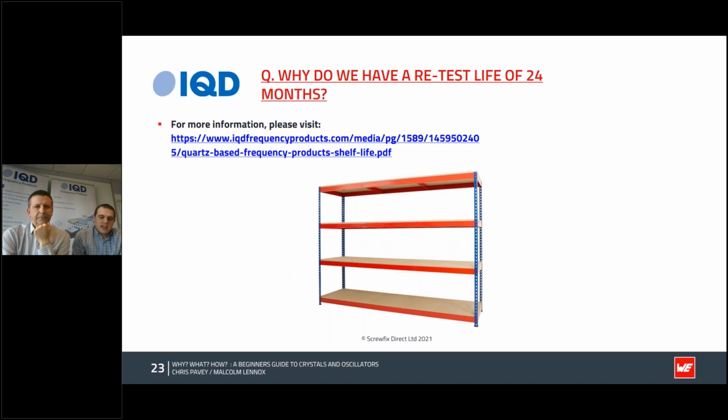This is supported by the evidence of 40+ years of experience that quartz-based frequency products suffer no detrimental effects in performance from an extended shelf life. Customers need not have any concerns about accepting such products, in line with the recommendations of other leading component manufacturers. For further information on this, please do not hesitate to contact myself or Malcolm, who can assist further.